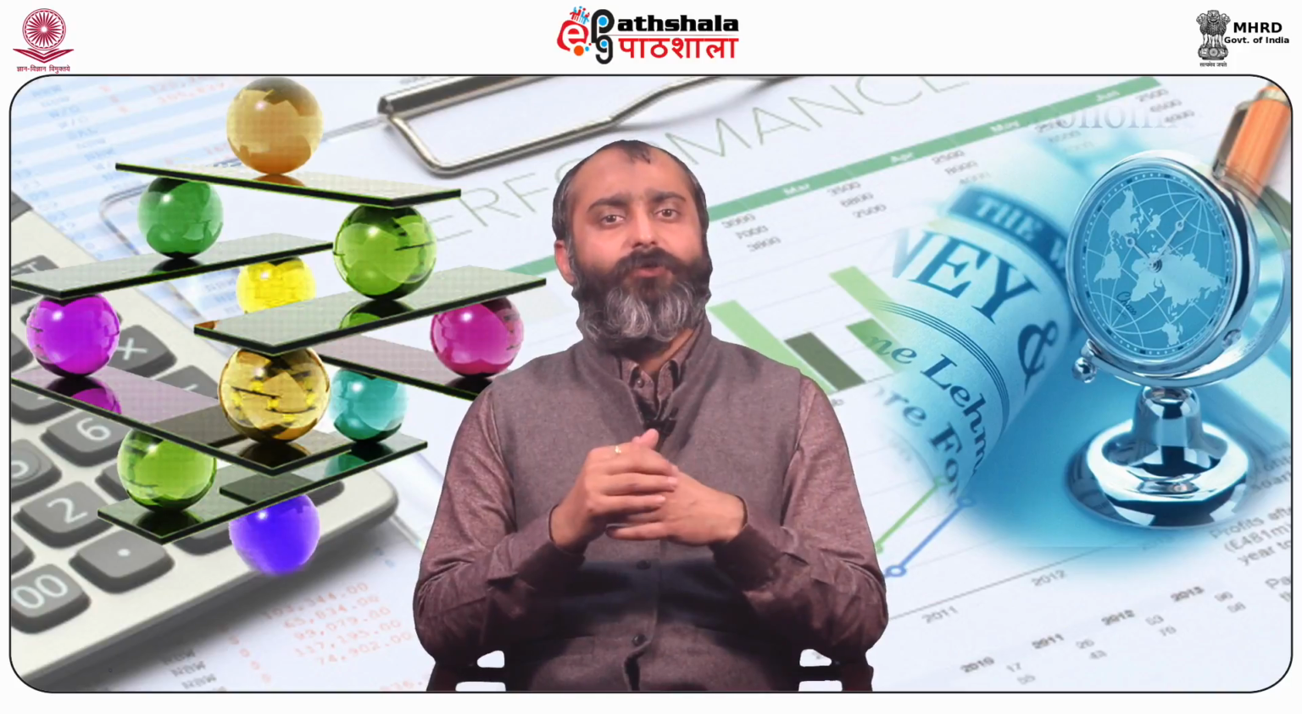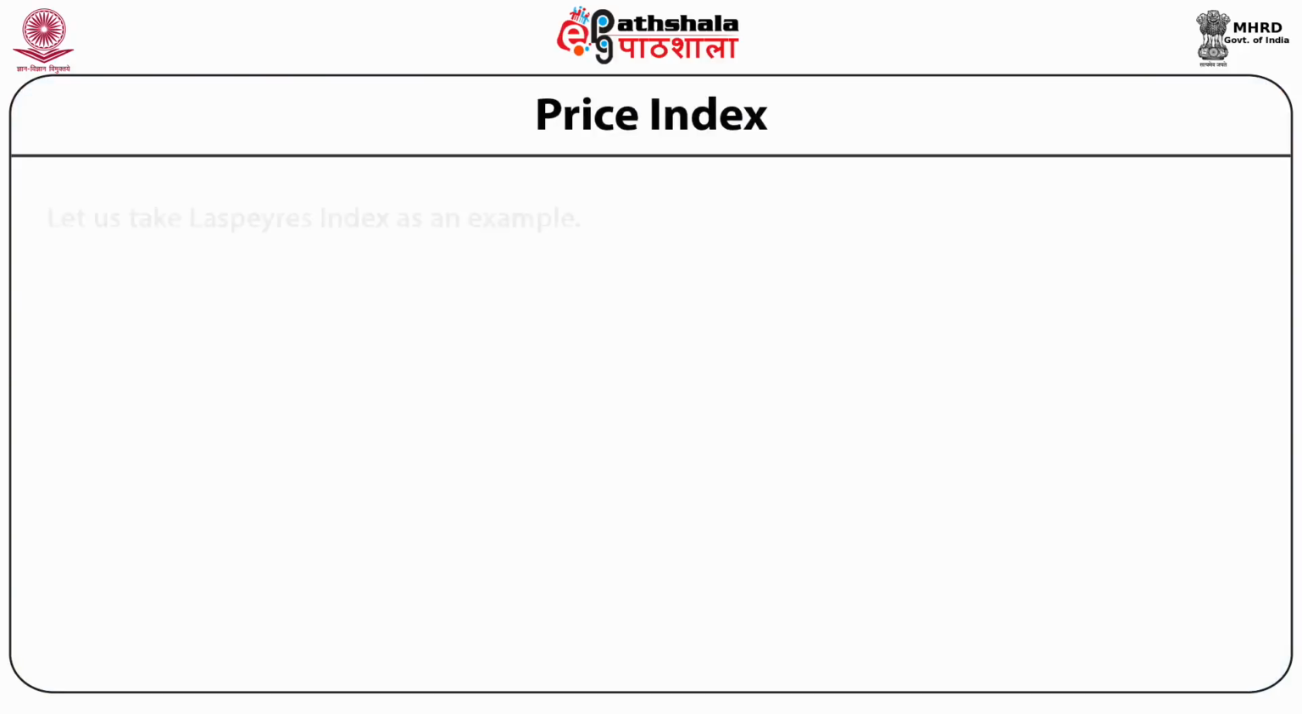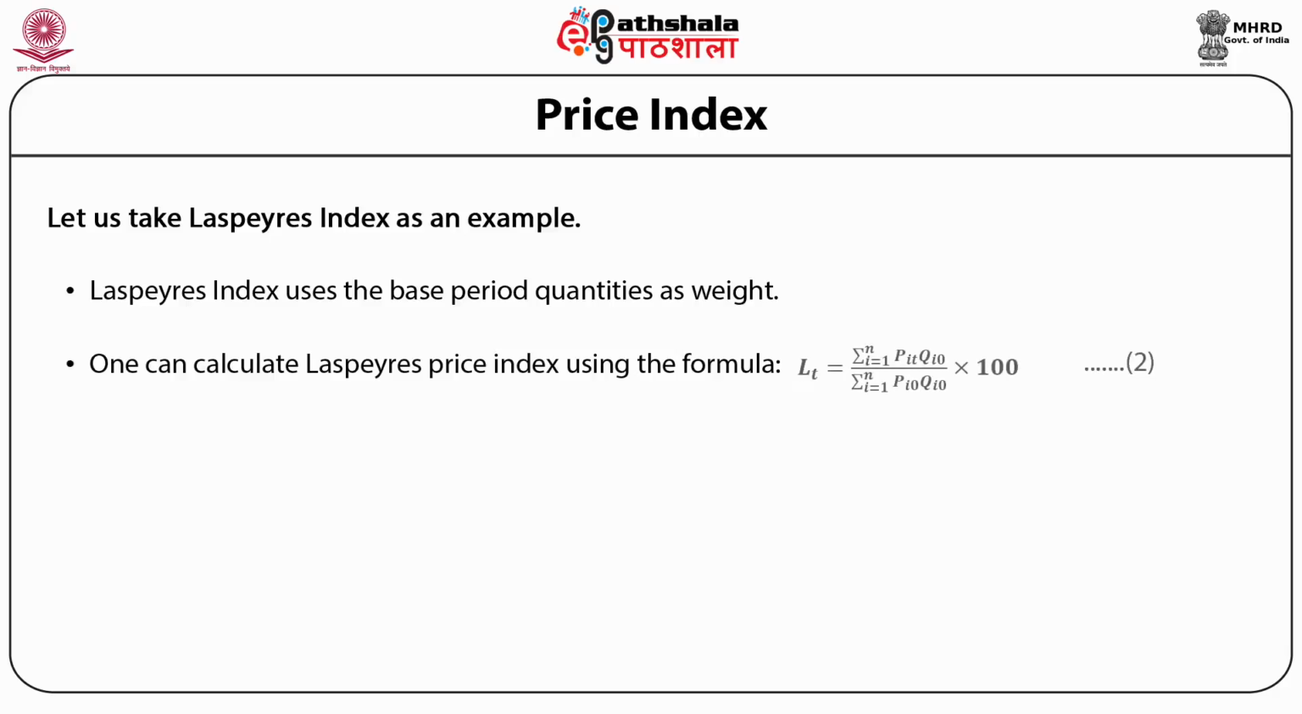Therefore, the short run estimates of different indexes do not vary much. Let us take Laspeyres's index as an example. Laspeyres's index uses the base period quantities as weight. One can calculate Laspeyres's price index using the formula L_t equal to summation of P_it into Q_i0, divided by summation P_i0 into Q_i0, into 100.